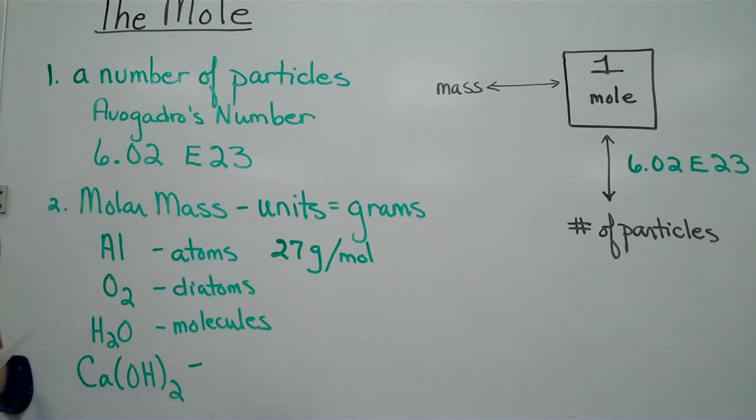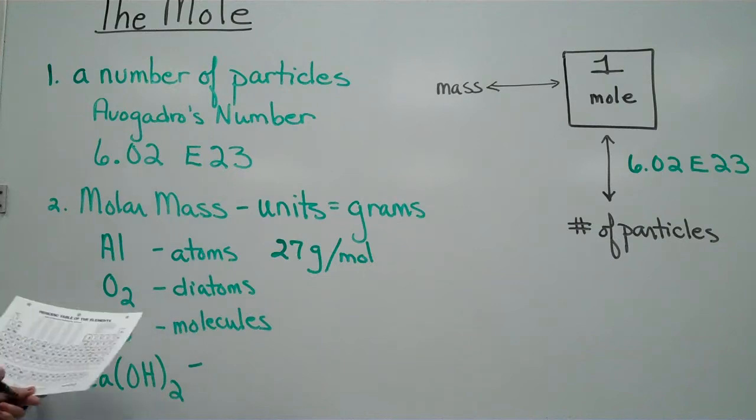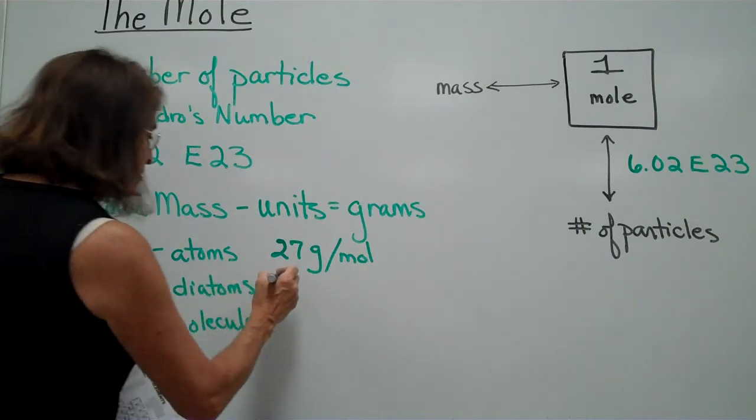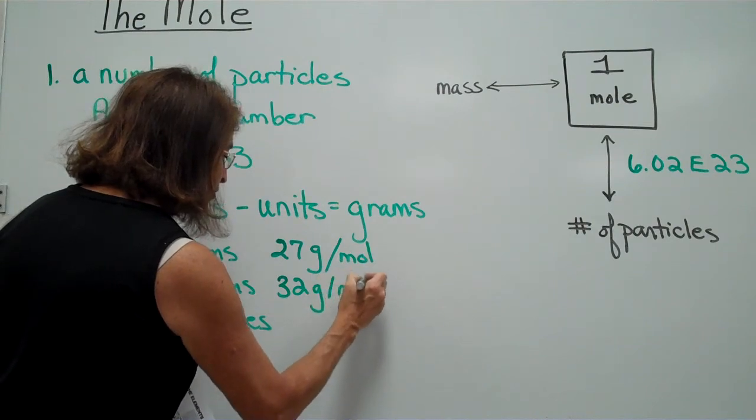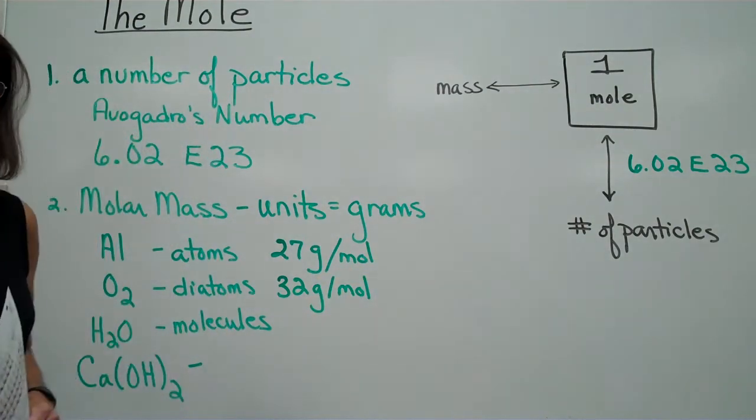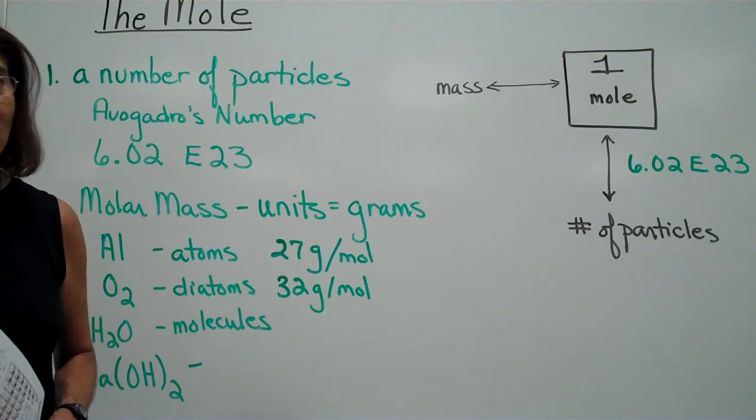What if you were looking at something like O2? Oxygen is a diatom. And so O on the periodic table, rounded off to the nearest whole number, would be 16. But O2, there are 2 of them. So this would be 32 grams per mole. MOL, believe it or not, is the abbreviation for mole.